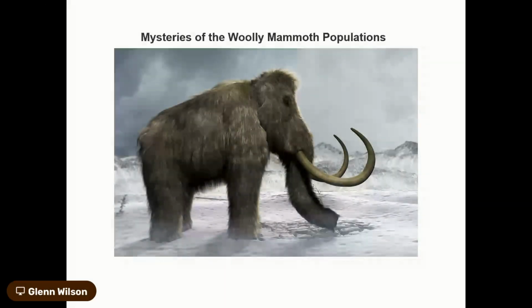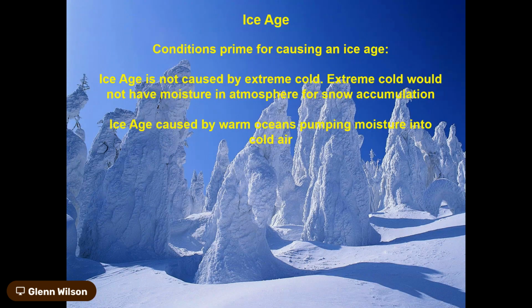So we're going to talk about, John said the animals. We're going to talk about the woolly mammoth populations, and you'll see why in just a minute. So what were the conditions? What are the conditions for an ice age?